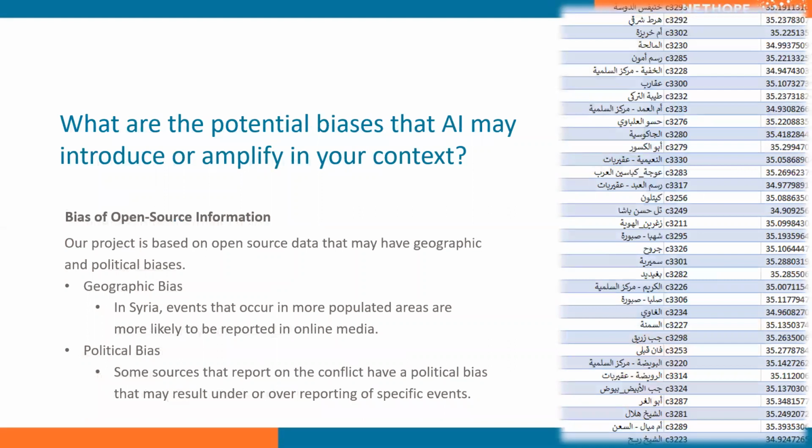And when it comes to the biases that this process might have, and it's very similar to a lot of conflict data, is that we have geographic and political bias of our information. And so within the Syrian context, events that occur in certain areas of the country, particularly those that are more highly populated or are under the control of forces that are more open to media reporting, we oftentimes get more reports. And so we have more complete reporting from those areas and less complete reporting from other areas.